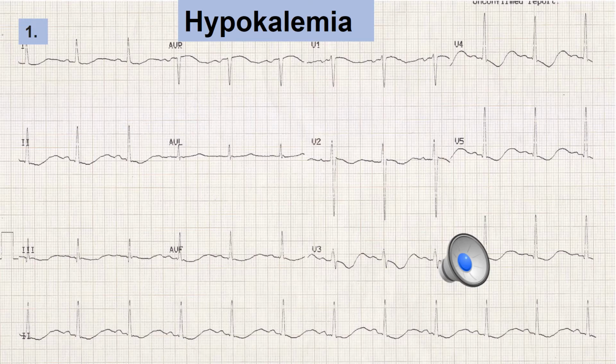We can see the same kind of pattern happening here in lead 3, lead V4, V5, and V6 as well. You kind of see that ST depression and that double humped TU wave. So number 1, hypokalemia.